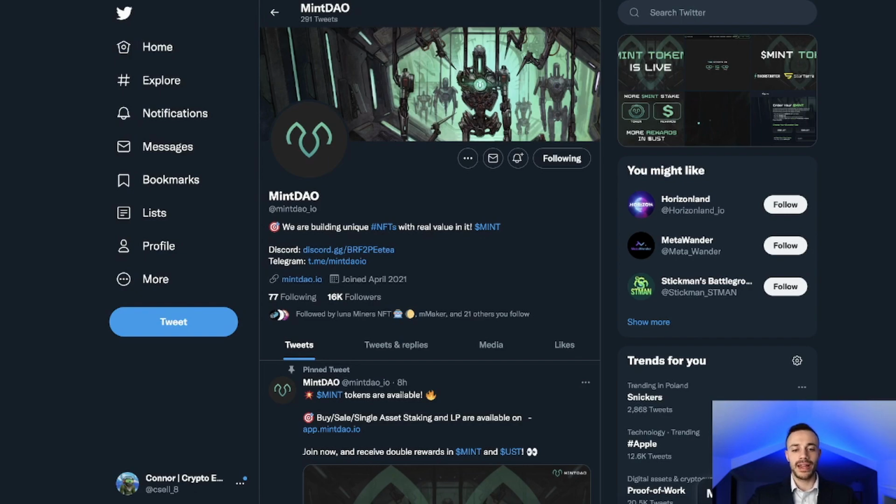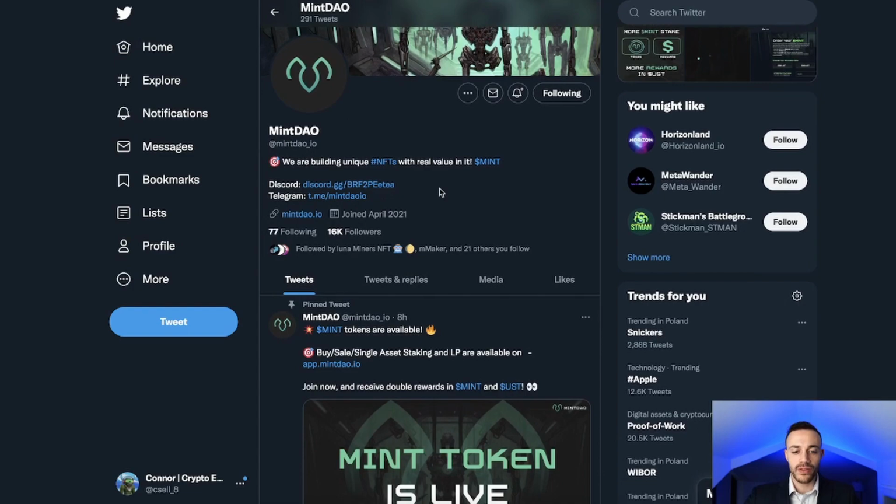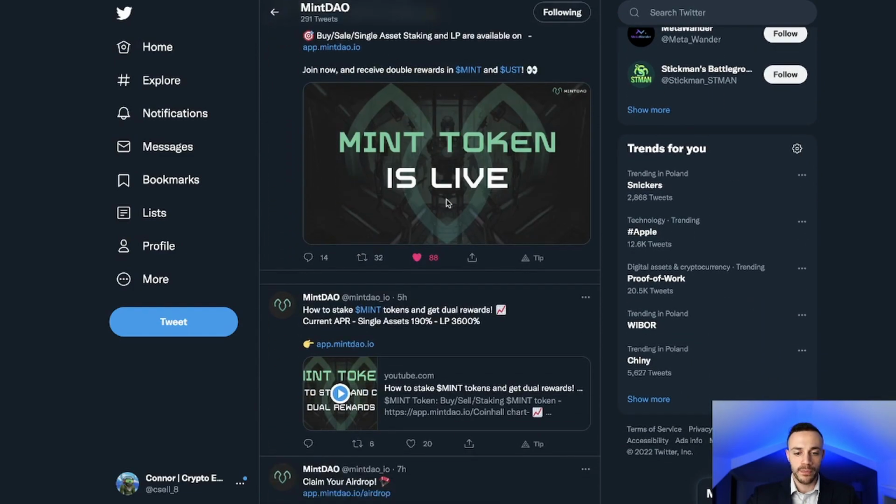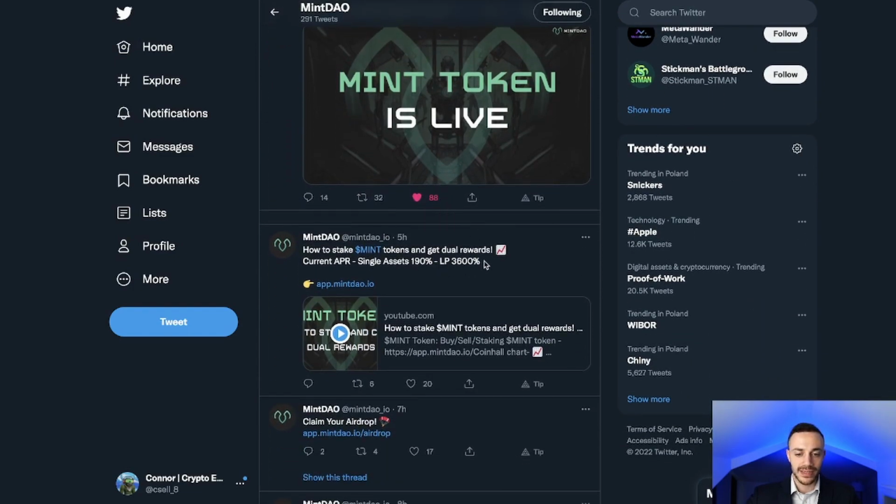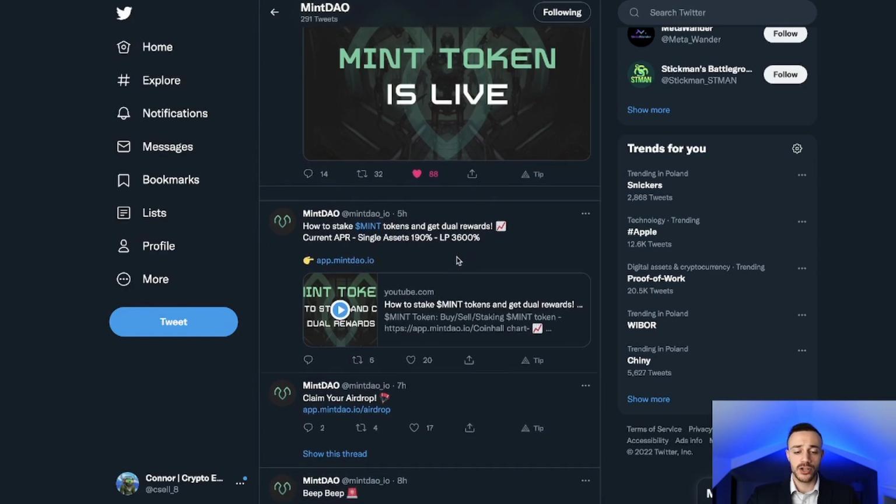So here we are looking at the official MintDAO Twitter account, and we can see that 8 hours ago they did tweet that the Mint tokens are now available. And we can also see right here that you can stake your tokens and get dual rewards. The APR percentages have slowed down slightly from the time this tweet was put out. I'll show you that in just 1 second.